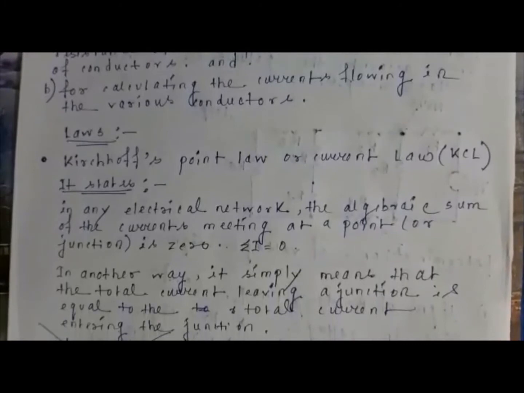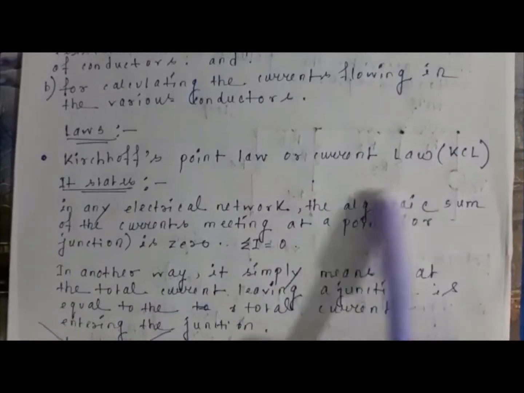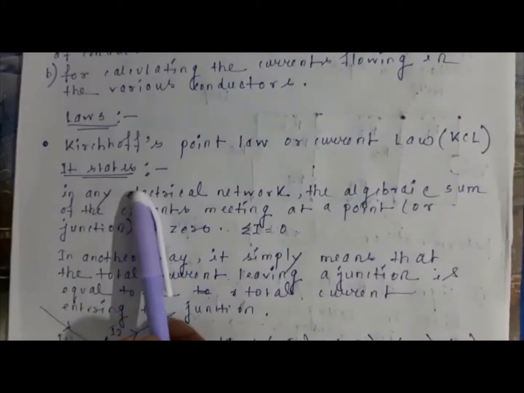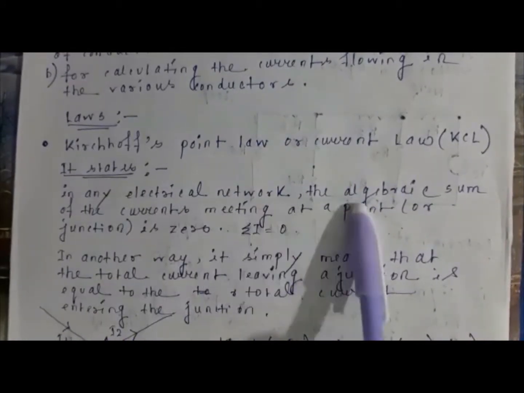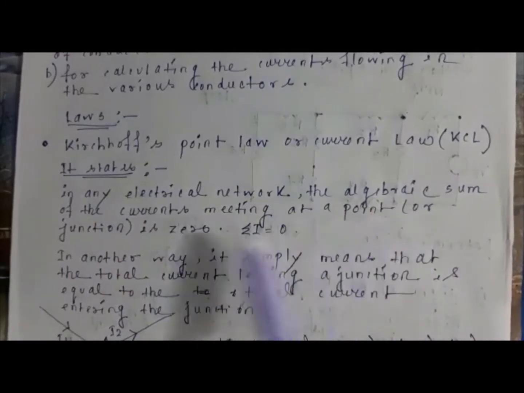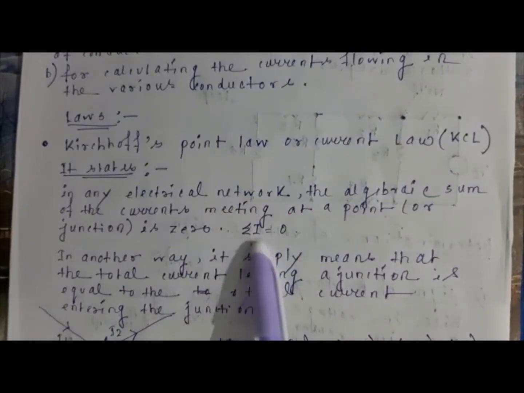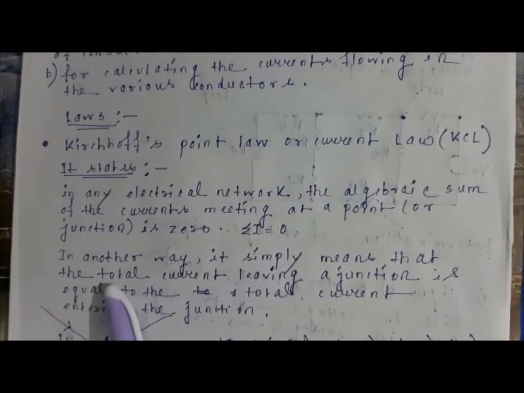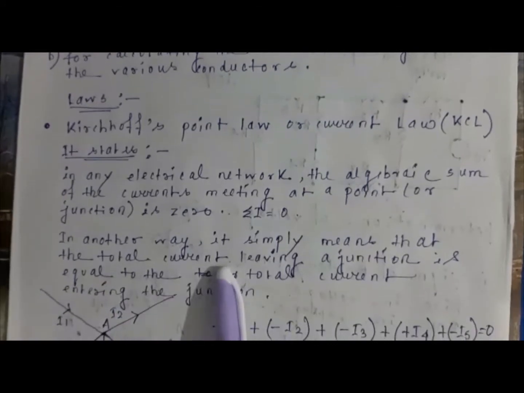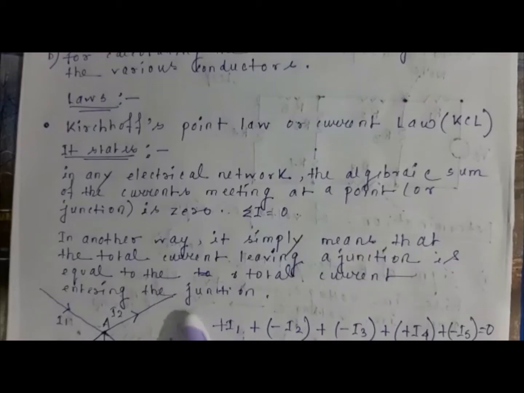First law is Kirchhoff's point law or current law, that is KCL. What does it state? It states that in any electrical network the algebraic sum of the currents meeting at a point or junction is 0. That means the summation of the total current is equal to 0. We can say in a more simplified way that the total current which is leaving a junction is equal to the total current entering the junction.